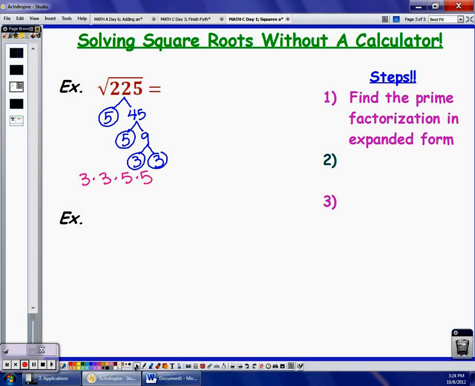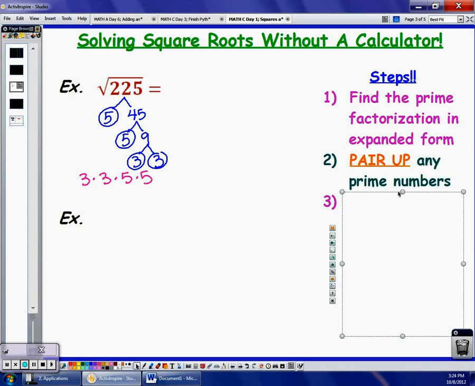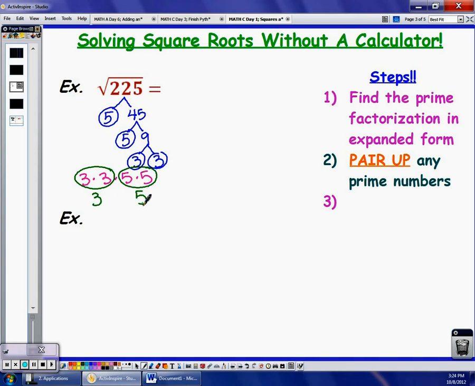After completing the first step, I can move on to the second step, which is to pair up any of the prime numbers. In this particular case, I have a pair of 3's and a pair of 5's with nothing left over. Since I don't have anything left over, I know that the square root of 225 will become a perfect square. My mathematical instincts tell me to multiply these two numbers, 3 times 5, which gives us 15. So the square root of 225 is 15.